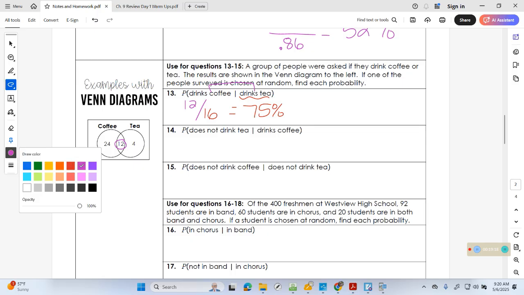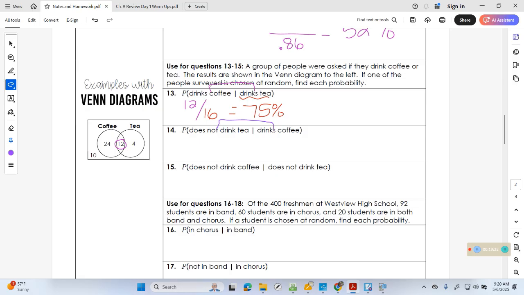I know, the Venn diagrams are fun. Let's do does not drink tea. So you're not in the tea circle and you drink coffee. So how many of them do not drink tea but you drink coffee? I heard 24, I heard 34. 24, because we're just doing the coffee.